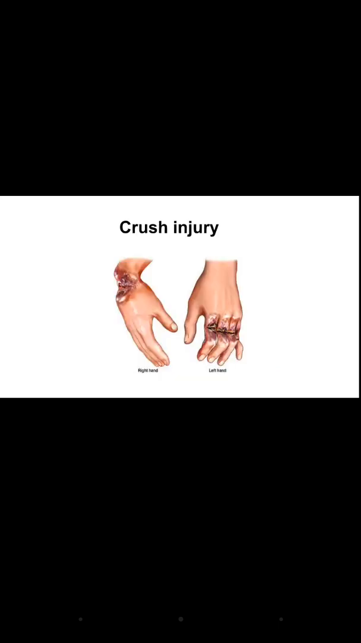Second type of closed wound is crush injury. Crush injury, as the name suggests, occurs when force or pressure is put on a body part. The body part is compressed between two heavy objects, and it may cause bleeding, fracture also, or nerve injury can be there. Crush injury most commonly occurs in farms or industry where heavy machines are used, or after any building collapse or road accident.